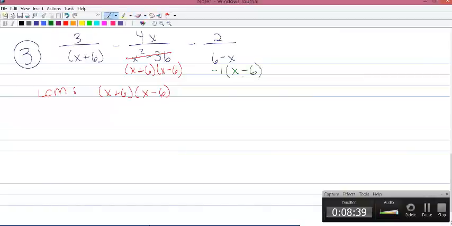So again, we already have the x minus 6 here. The only thing we don't have is that negative 1. So I'm going to throw that in front. Okay, so now that's our most complicated least common multiple we've seen so far.